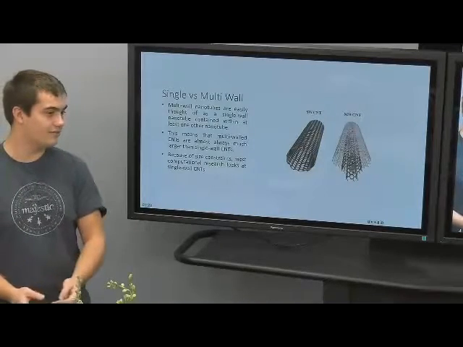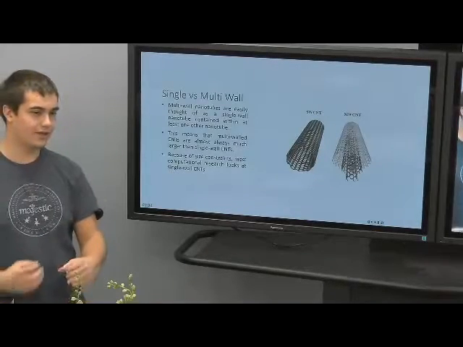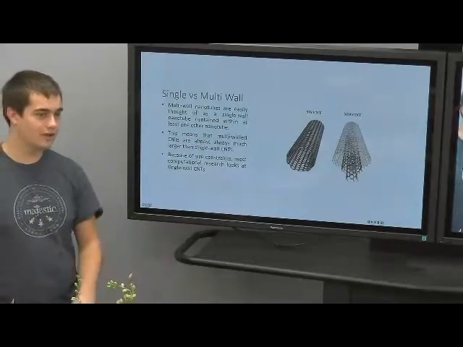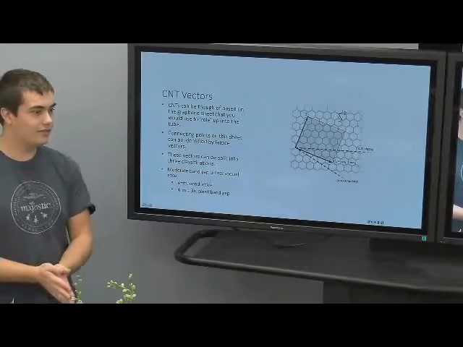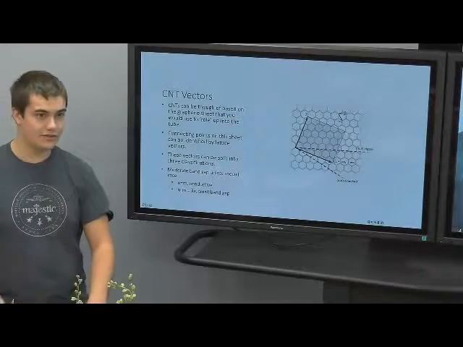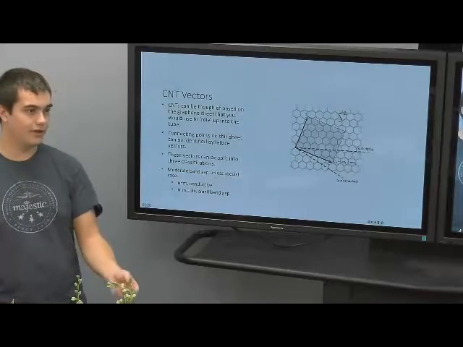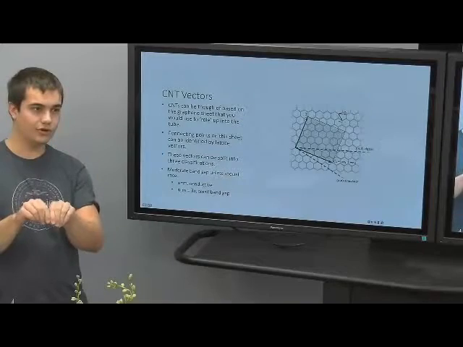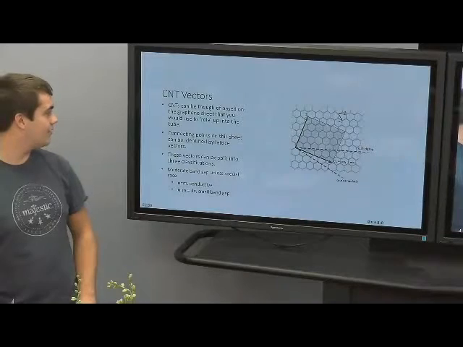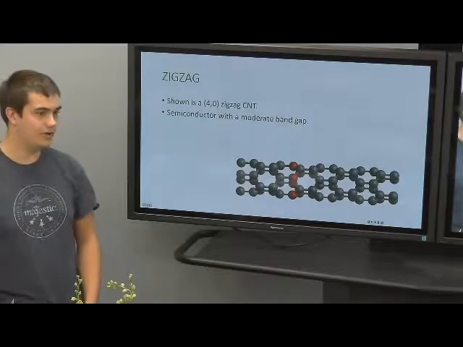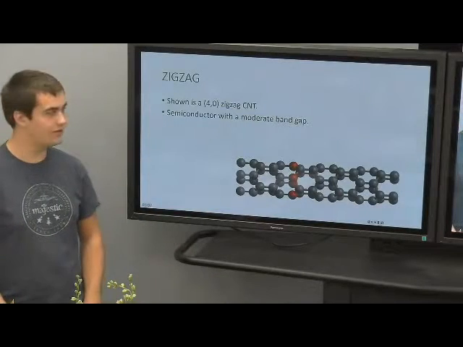Single wall is probably your basic one atom thick, and multi-wall is pretty much like a single wall inside of another single wall, and so on. For the vectors that describe them, you can think of them as a graphene sheet, and then vectors along that graphene sheet point to another carbon that you would roll up into a tube and connect them there. So the three types that we could get when we do this are zigzag, where one of the pairs of vectors is a 0.